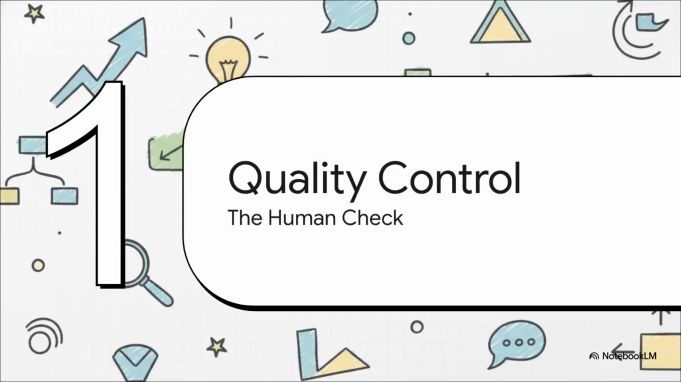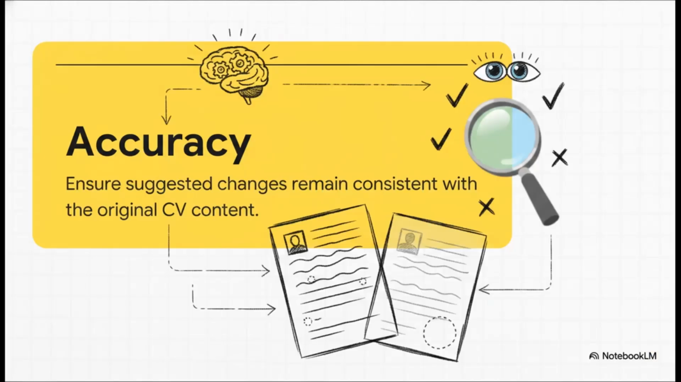You aren't just asking for an answer, you're commanding a specific analytical process. Which brings us to Section 4, quality control, the human check. Okay, quality control is absolutely critical, because just because the AI sounds confident doesn't mean it's right. We literally cannot accept AI output blindly. So our very first mandatory check is accuracy. You must ensure that any suggested changes or rewritten bullet points remain completely consistent with the original CV content.